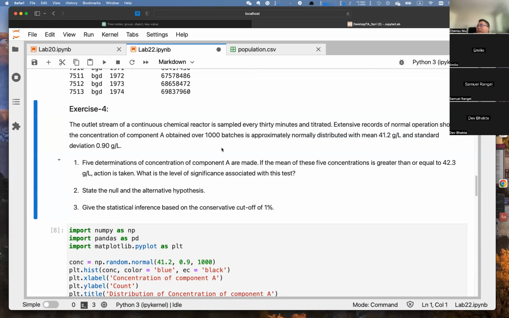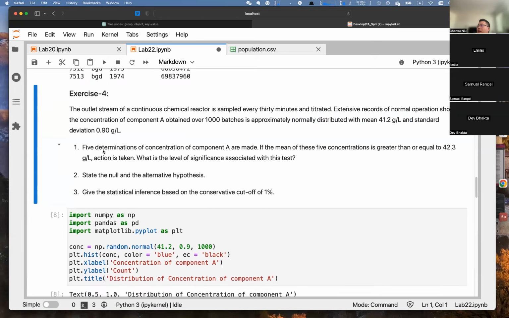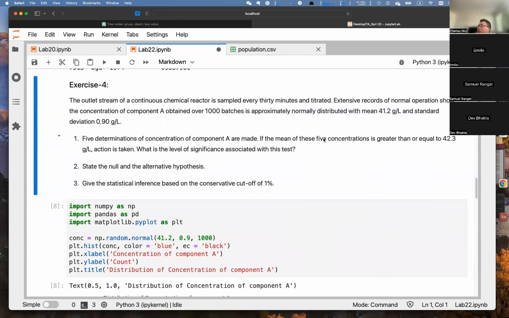So yeah, so first question, 5 determinations of this A are made. If the mean value of the 5 concentrations is greater than or equal to, this one action is taken. What is the level of significance associated with the test? So the first one, you need to construct this distribution first, right?